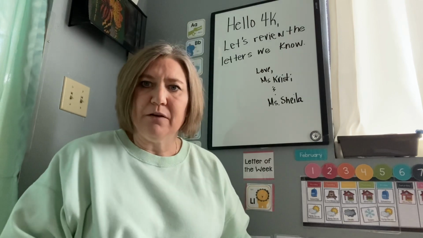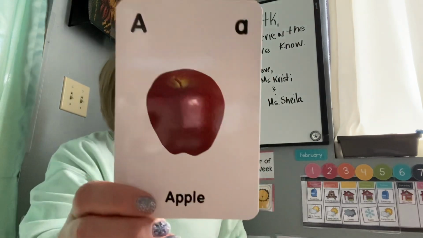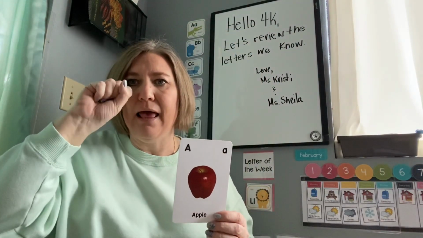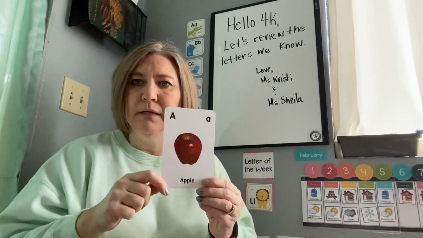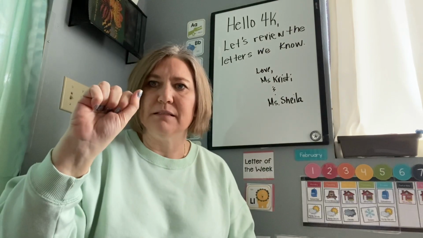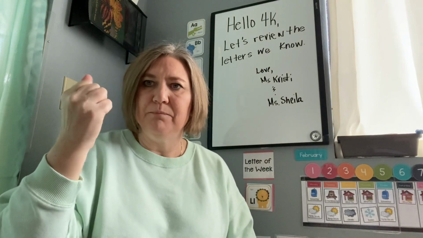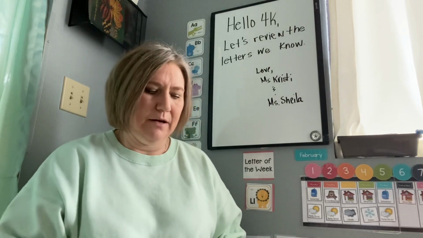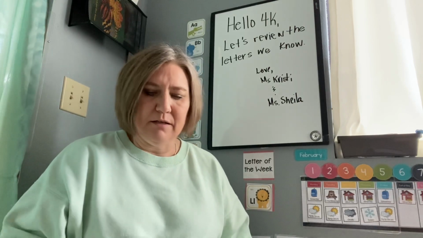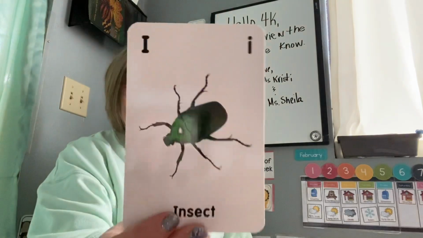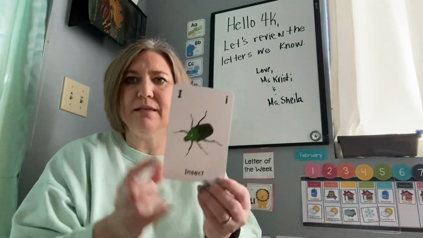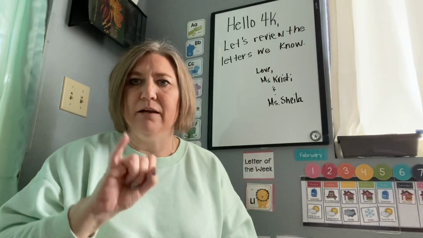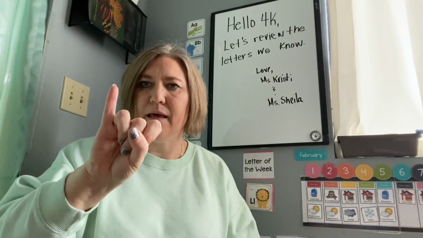So we're gonna start with the first letter of the alphabet. It is the letter A. A says eh, eh, just like apple. And the sign for A looks like this. Yep, like just a little fist with your thumb up. All right, our next one is gonna be the letter I. It sounds like this, like insect. And the letter I is your pinky in the air.